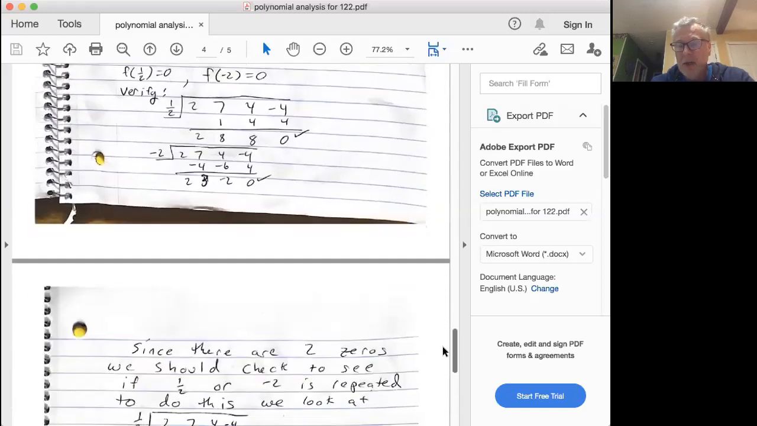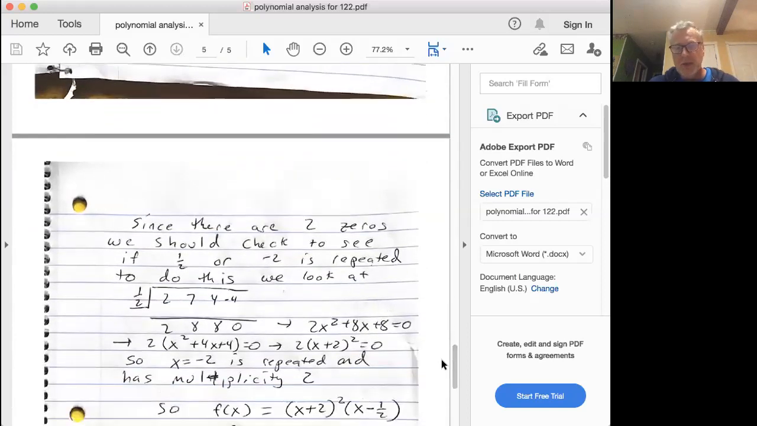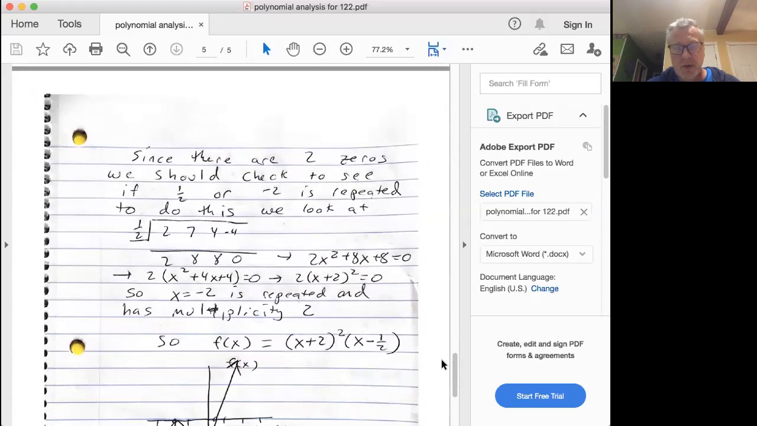That doesn't mean there isn't an irrational one, or that doesn't mean one of these is not repeated. When we get 2, sometimes we might want to do a little investigation here, okay, and see if any of these repeat. So we should check to see if 1/2 or -2 repeated. To do this, let's first look at a 1/2, okay? And I'm going to divide out the 2, 7, 4, and -4 by 1/2. That gives us 2x squared plus 8x plus 8 equals 0, if you remember. Let's factor the 2 out. That gives us x squared plus 4x plus 4, which gives us x plus 2 times x plus 2. So that means x plus 2 is repeated.